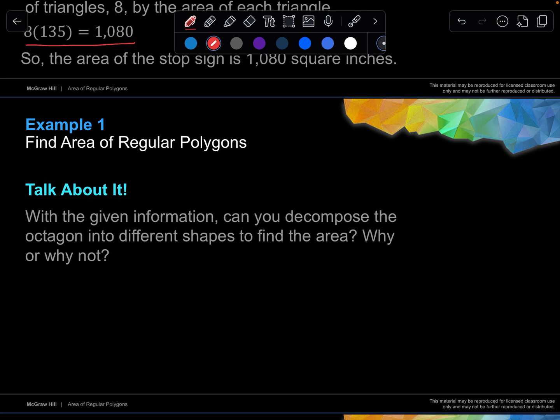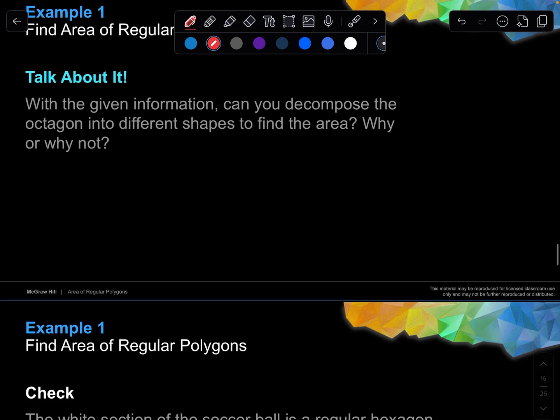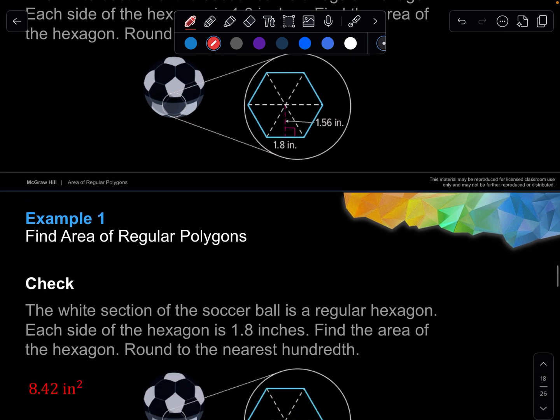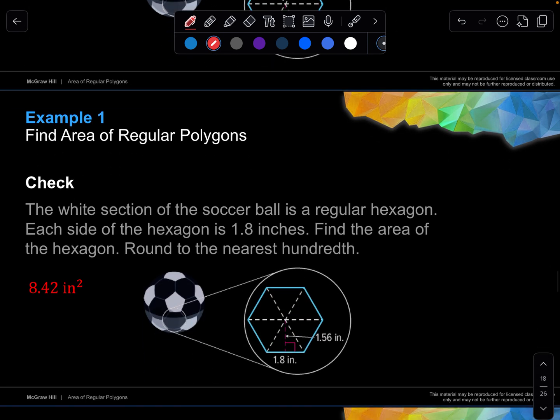All right, moving on. With this given information, can you decompose the octagon into different shapes to find the area? Why or why not? Think about this. We'll talk about this in class. All right, moving on. I want you to pause and do this check problem on your own. And here's the solution.